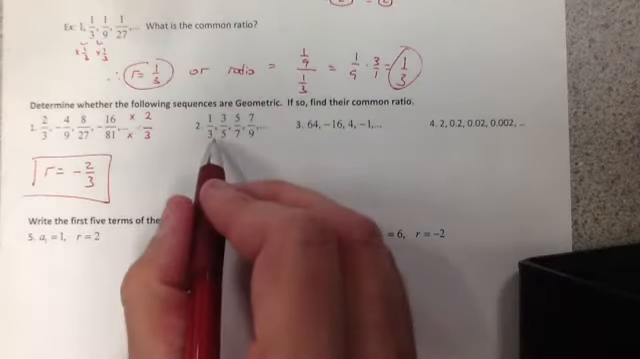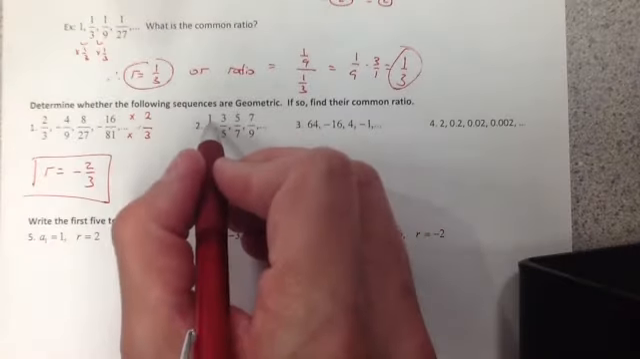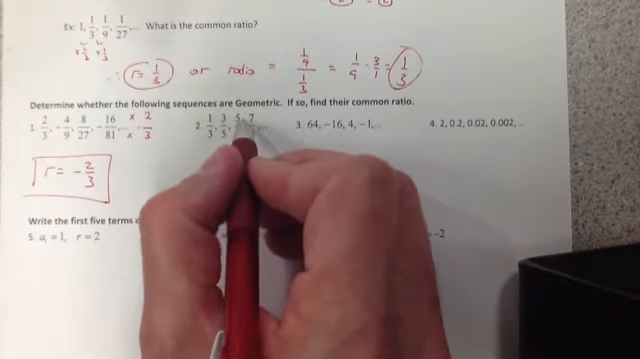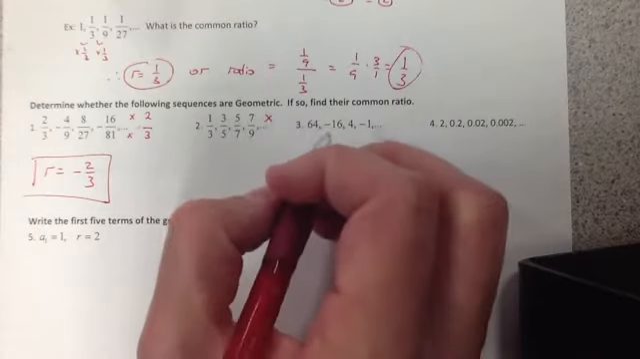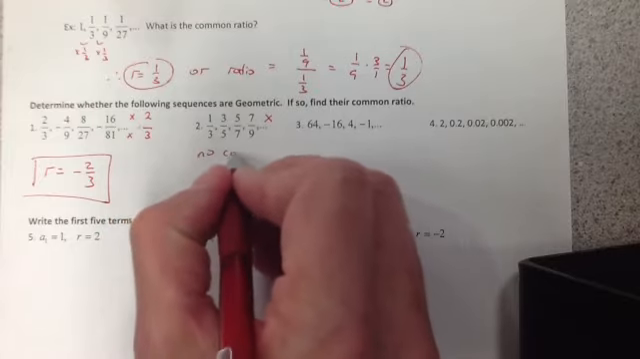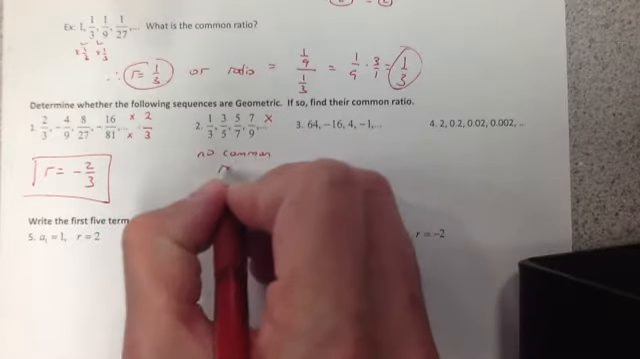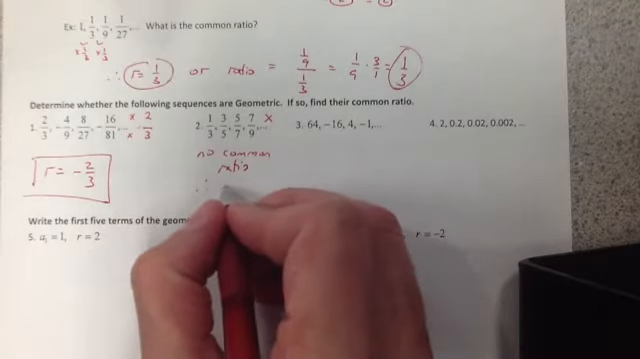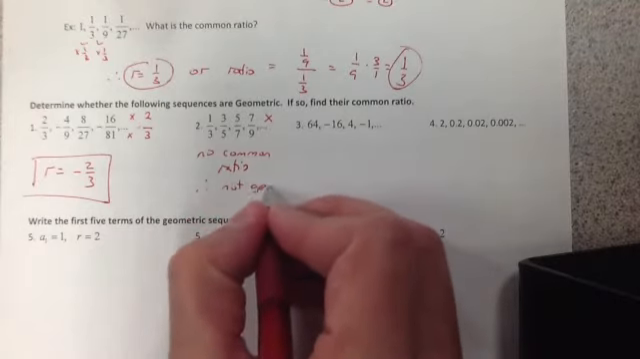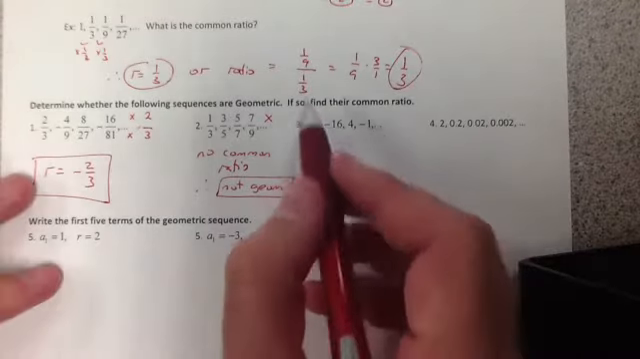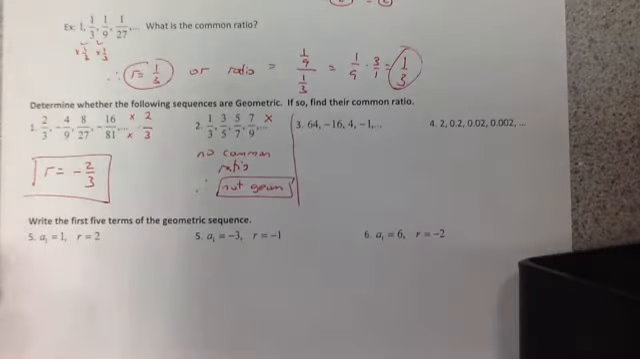So, let's take a look at number 2. Look here. 1 times 3 is 3, but 3 times 3 is not 5. So the top here is not geometric. Because there's no common ratio, this is not geometric. It's something else. It could be arithmetic. It could be something that we're not going to disclose in here yet. Okay?